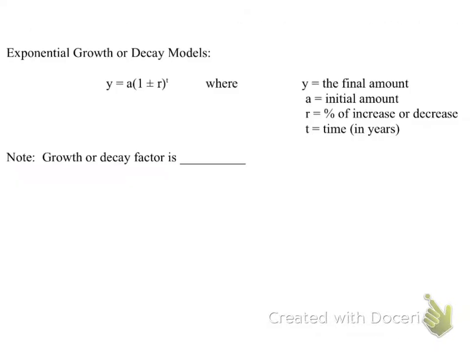So moving on to exponential growth or decay models when we're dealing with word problems, this is going to be our growth or decay model, where y is going to be the final amount, what we end up with, a is the initial amount, or what you start with, r is going to be the percent of increase or decrease, and you need to make sure that you're writing this as a decimal, and t is going to be the time in years. The growth or decay factor is basically in the same place that the b was before, but the growth factor is going to be 1 plus r. It's that whole quantity being raised to the power. And if we're talking about a decay factor, that would be 1 minus r.